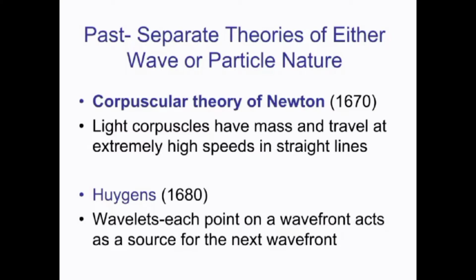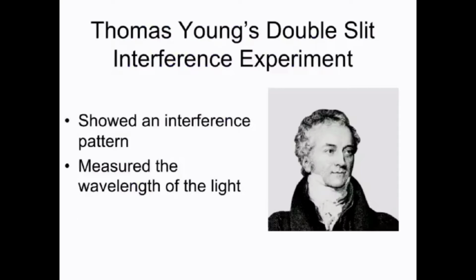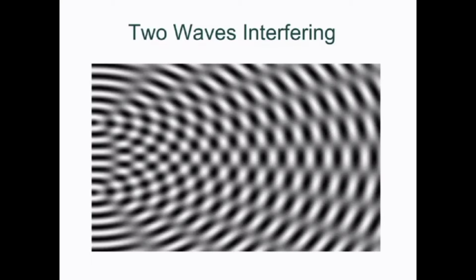One of those is the corpuscular theory of Newton in the year 1670, where light corpuscles have mass and travel at extremely high speeds in straight lines. And also Huygens in the year 1680, with the wave theory, where each point on a wavefront acts as a source for the next wavefront. Thomas Young's double-slit interference experiment showed an interference pattern, and it also measured the wavelength of the light. Here is an example picture of two waves interfering.